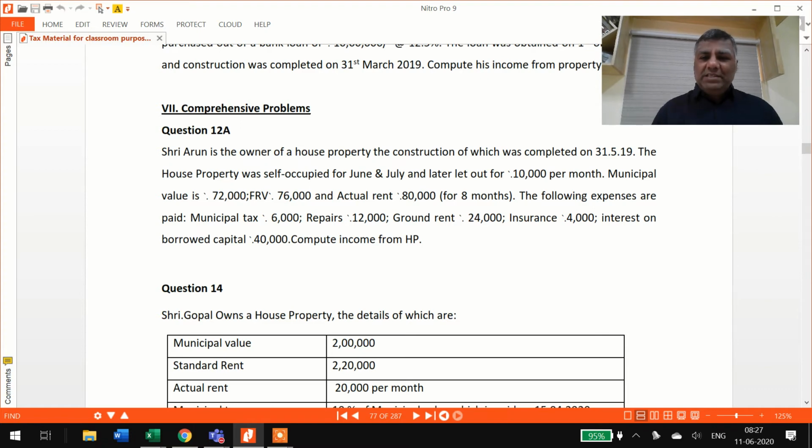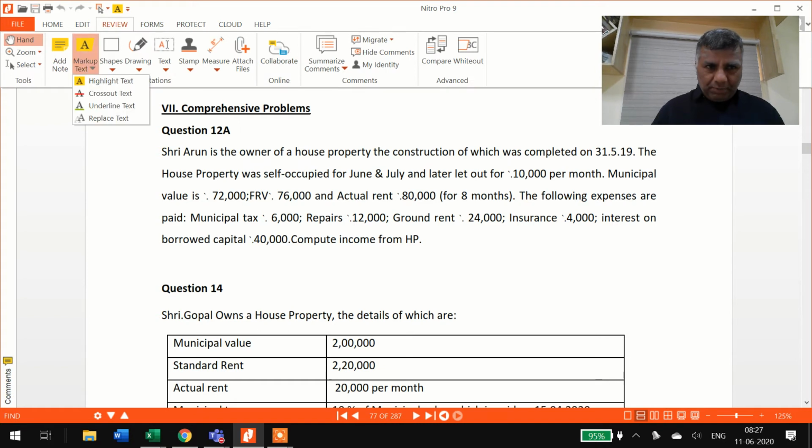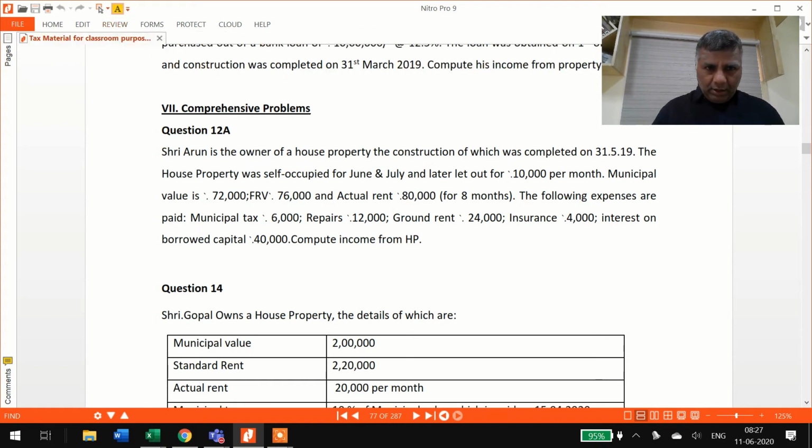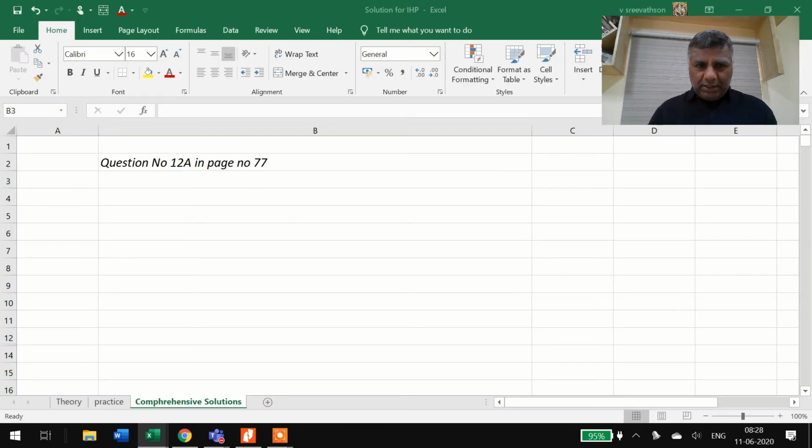Because straightforward I can find whichever is higher. The following are the expenses paid. Ensure that the word paid is appearing. Municipal taxes, repair, ground rent, insurance, these you should not read, they are omitted. It cannot be claimed. Interest on borrowed capital 40,000. Compute income from house property.